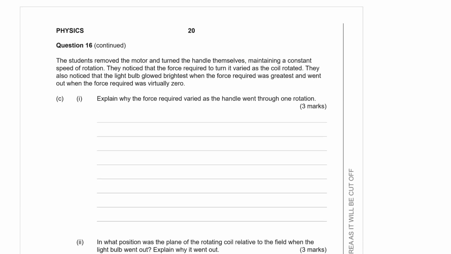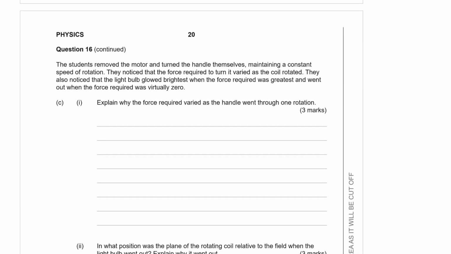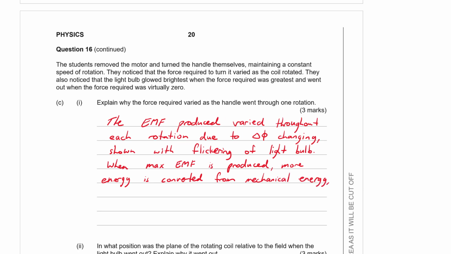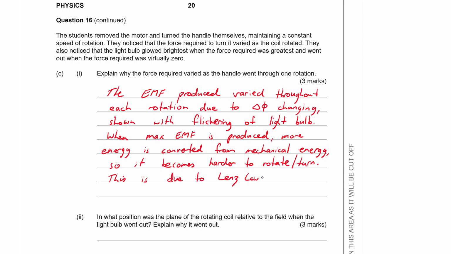Moving on to the next part, it's asking to explain why the force varied as the handle went through one rotation. So to answer this question, I'd first point out that the EMF produced by the generator is changing throughout each rotation. So depending on the orientation of the coils, the change in flux is actually varying as well. And that can be shown with the flickering of the light bulb. So when the maximum EMF is produced, more energy is being converted from mechanical energy, which means it becomes harder for us to rotate as we need to exert more energy to make that turn happen. And then we can talk about how this is due to Lenz's law, where the induced current produces a magnetic field to oppose the motion.